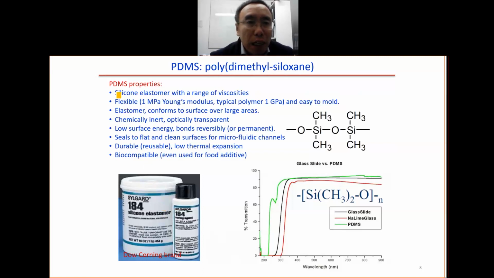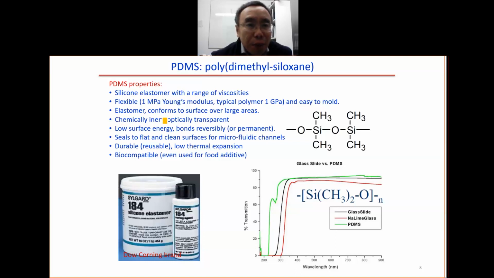As we know, it is a silicone elastomer with different qualities. It is very flexible with a low Young's modulus, only 1 megapascal. A typical polymer like PMMA is several gigapascals, and for silicon the Young's modulus is 100 gigapascals. Because it is flexible, it conforms to different surfaces, including curved surfaces. It's chemically inert and optically transparent.